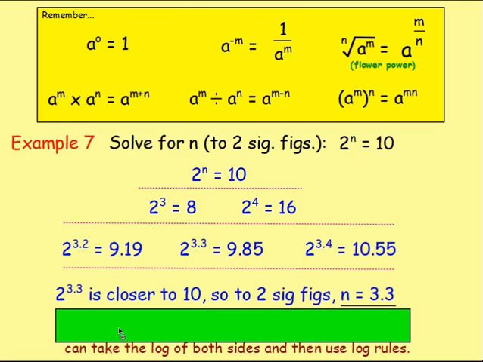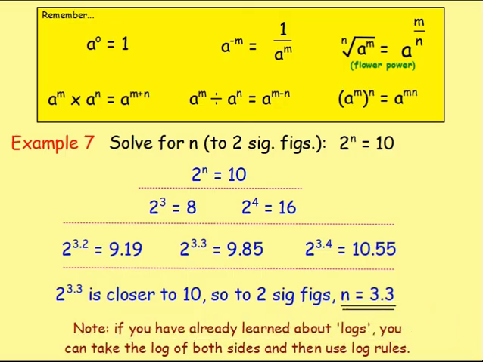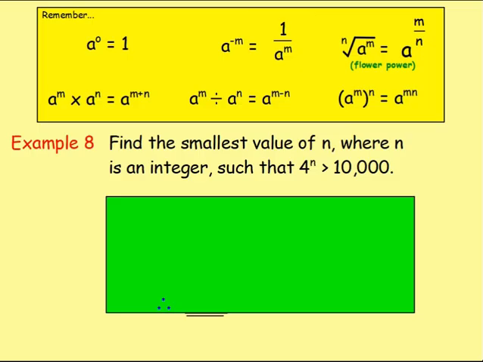However, because 2 to the power of 3.3 is closer to 10 to 2 significant figures, the value of n that we're looking for is 3.3. That's really how you would start working it out without using logs, but really you should be using logs to solve this if you have learned about them already. Let's do one more example. Example 8, find the smallest value of n where n is an integer, such that 4 to the power of n is bigger than 10,000.